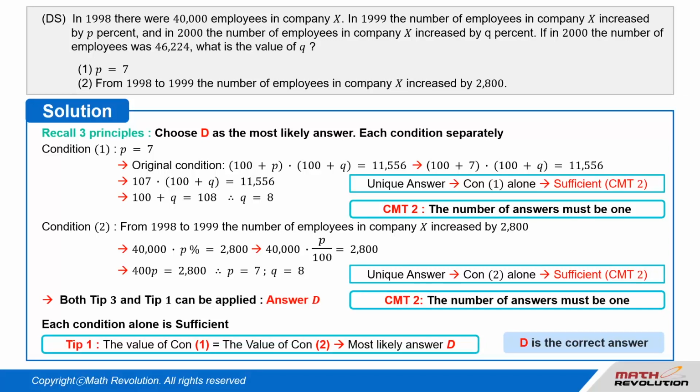Also, according to tip 1, if both the conditions give the same value, and answer, Q equals 8 here, the most probable answer is D. Also, according to tip 3, since we only need one more equation, D would be the answer. In DS, we don't need to find the value of the variable. Just knowing the possibility of being able to solve for a variable is sufficient.